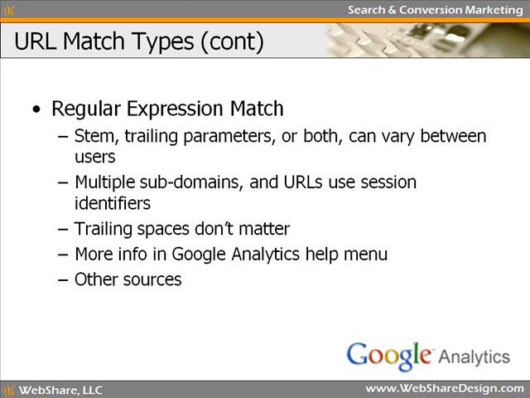The final type we're going to discuss is regular expression match. This option uses regular expressions to match URLs. This match type should be used when the stem, trailing parameters, or both can vary between users. For example, if a user can come from one of many subdomains and your URLs use session identifiers, use regular expressions to define the constant element of your URL. Also note that trailing spaces are not an issue when using the regular expression match option. This is a very useful and versatile match type. However, it's quite advanced to go into full detail on all the different components of it this time. So feel free to check out the Google Analytics help menu and other resources on the internet.